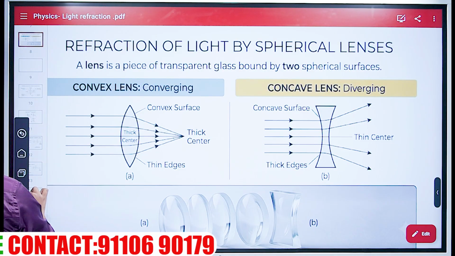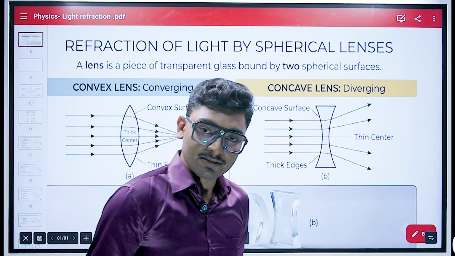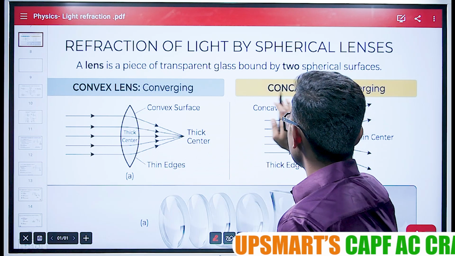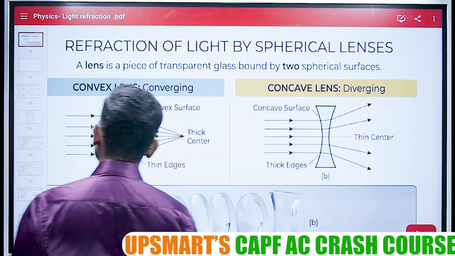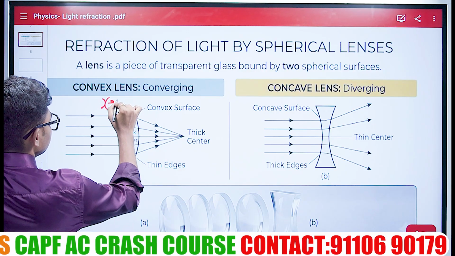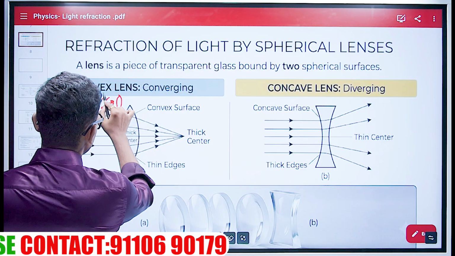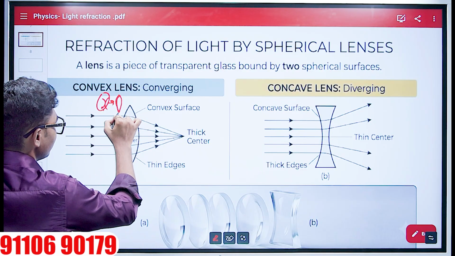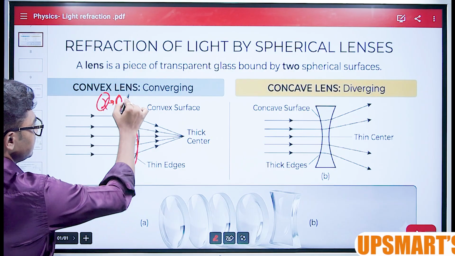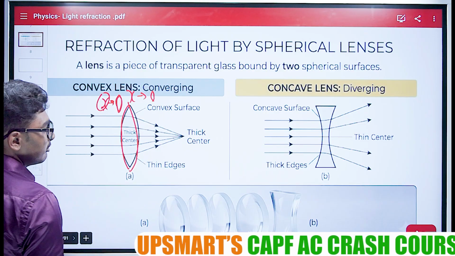So next we are coming to refraction of light by spherical lenses. We have seen spherical mirrors, concave and convex mirror. Same as here, there is convex and concave lens. Convex mirror, see, convex, x comes last, but in lenses it's the inverse. Convex lens is like this. X comes at last, but convex lens is like this. It is the trick to remember.